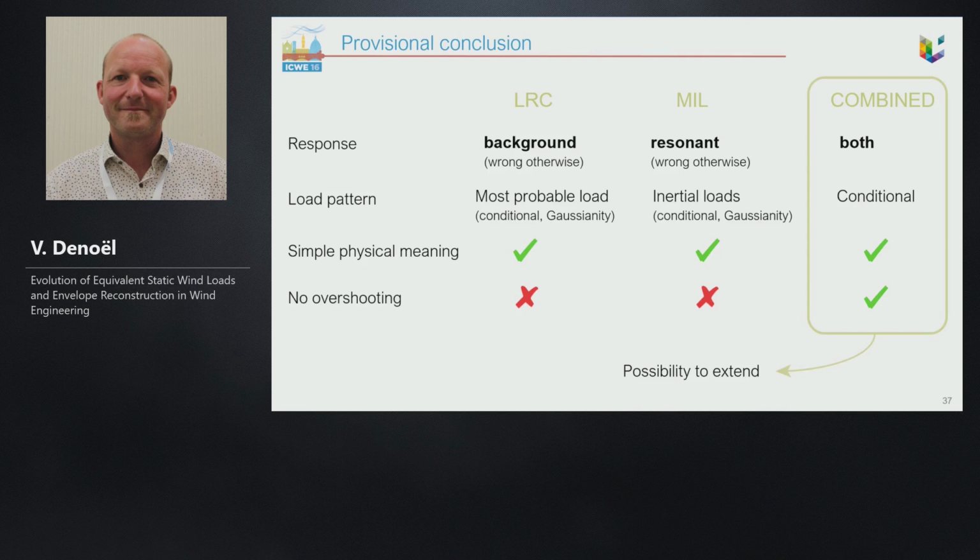Okay, provisional conclusion. Load response correlation, modal inertial loads, great tools. They need to be combined in order to make sure there is no overshooting in the envelope in any case. And it's also possible to extend.